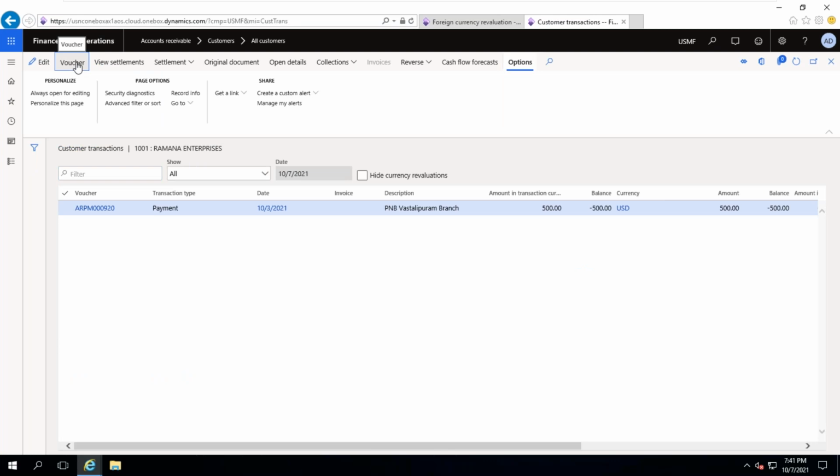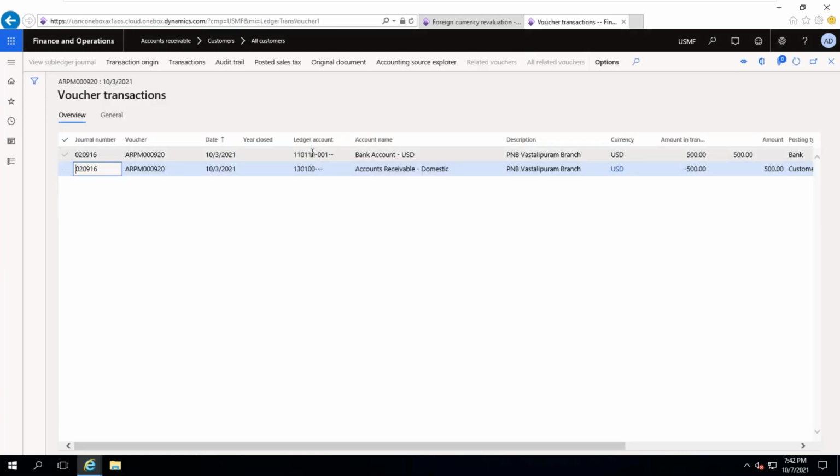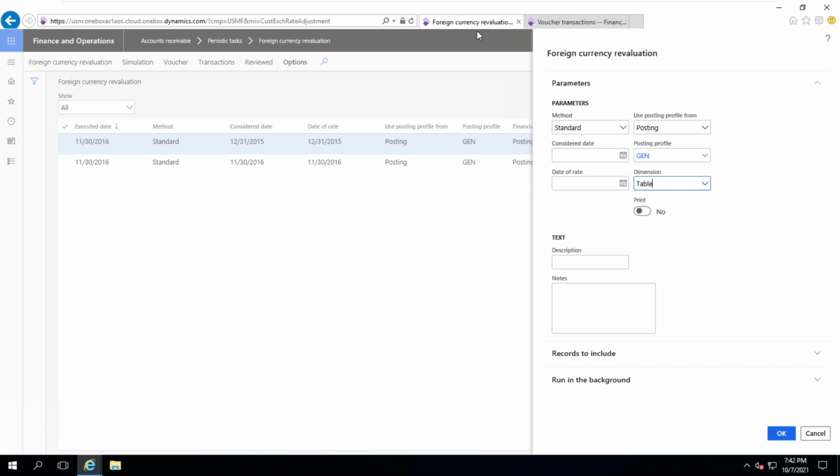In the voucher, if you go to the voucher, you will find the dimensions. This one. So if you want these transaction dimensions, then you need to select transaction posting. So which one is the best option? Always posting. Are you able to understand? Any questions here? The best practice is always posting.